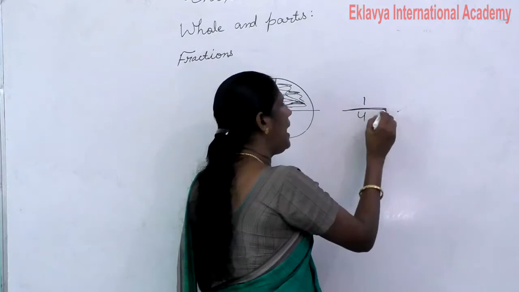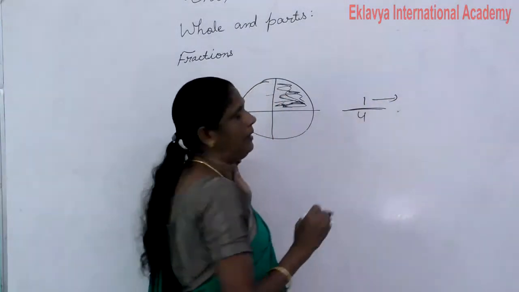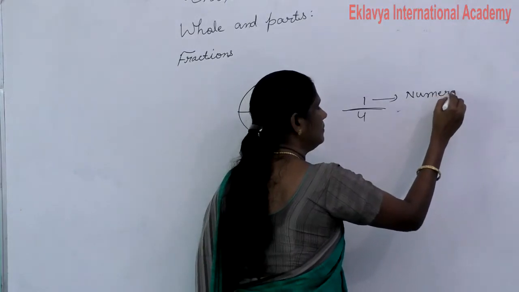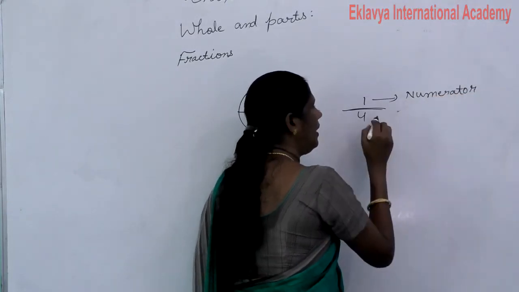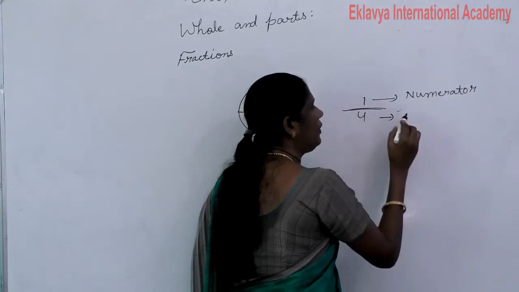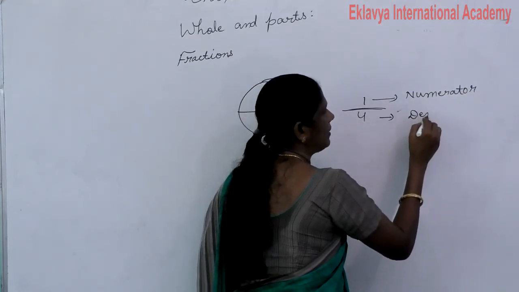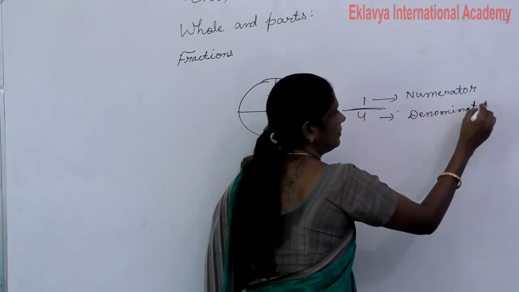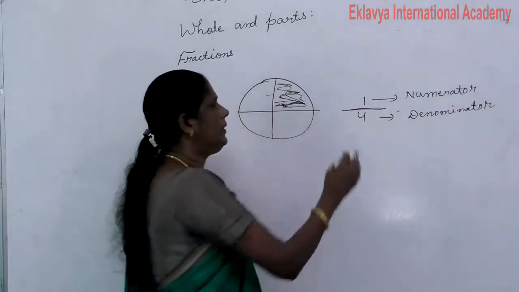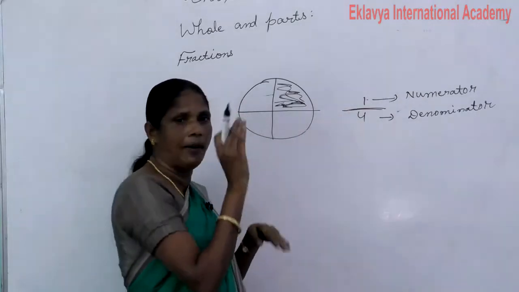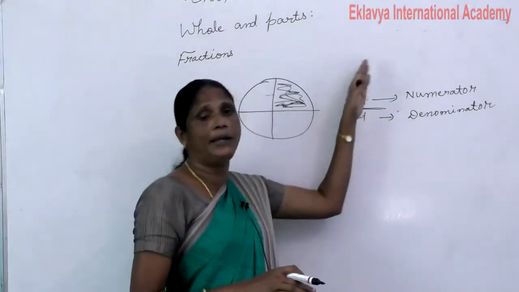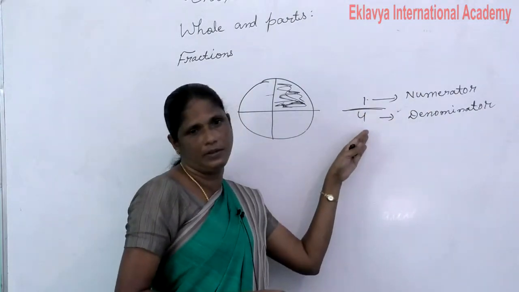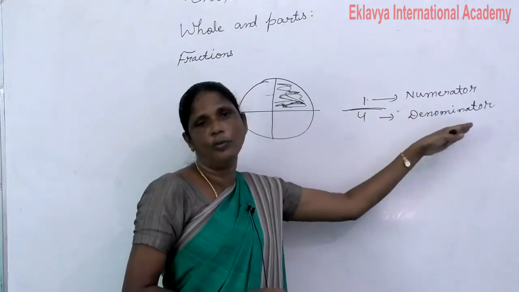The number above the line is called the numerator. Then the downside, this number 4, is called the denominator. Above the line is called numerator. Below the line is called denominator.